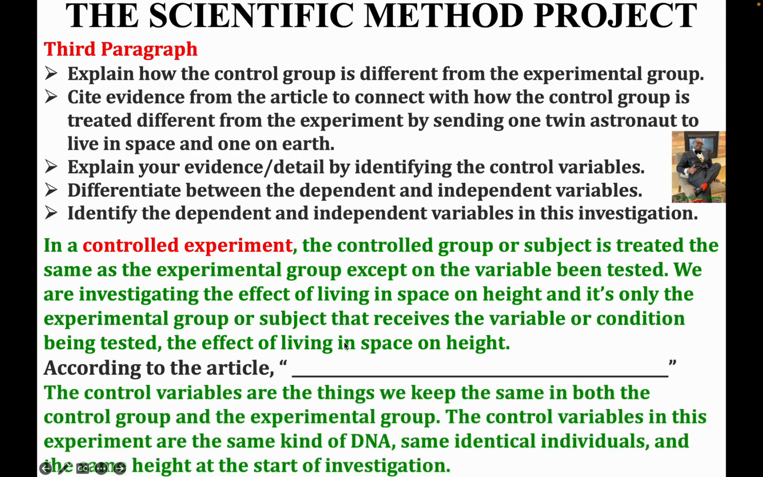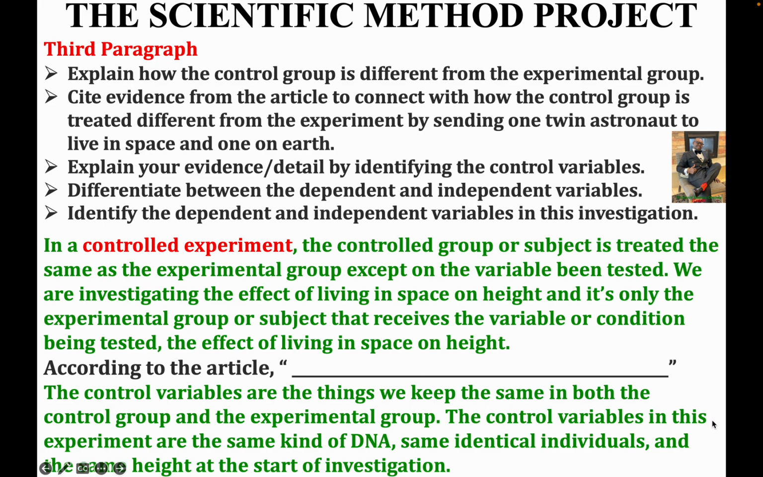When we talk about control variables, they are the things we keep the same in both the control group and the experimental group. So in this experiment, there are certain things we need to keep almost everything the same. The only thing we are changing is the experimental group. It's the variable we are testing. So the control variables are the things we keep the same.